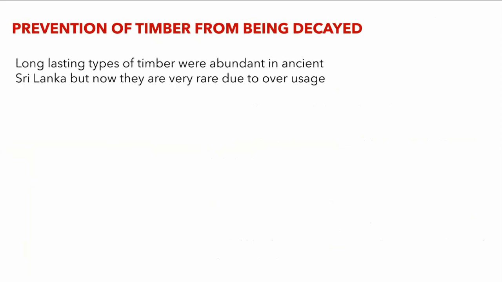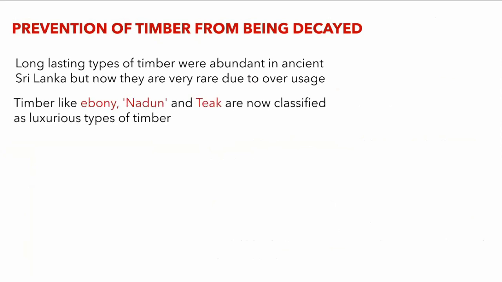Prevention of timber from being decayed. Long-lasting types of timber were abundantly found in ancient Sri Lanka. So back then, timber preservation methods were not necessary. But because of overusage, these long-lasting timbers are very rare now. For example, timbers like ebony, nadun, and teak are now classified as luxurious types of timber.